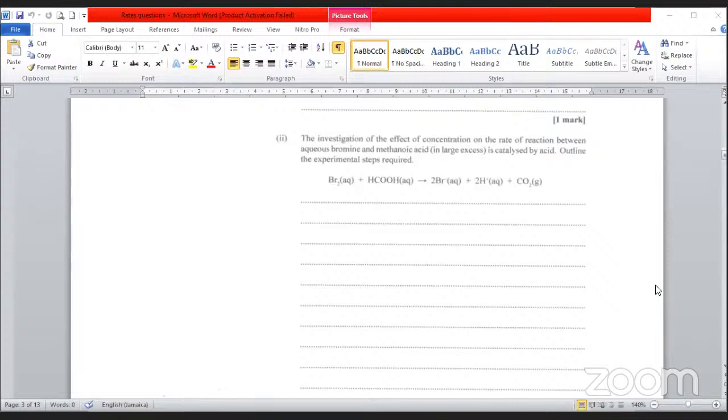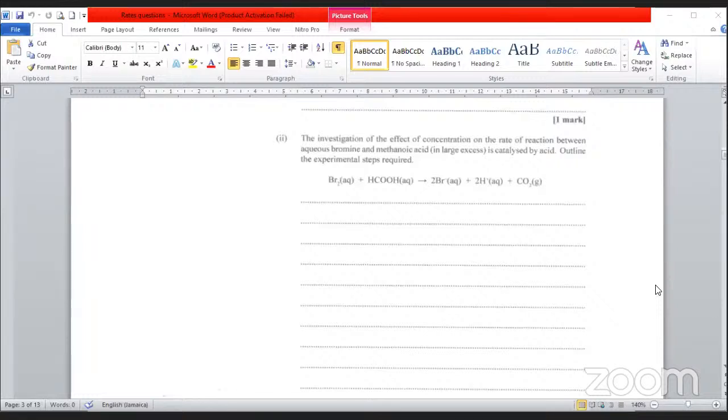So you would decide on the time intervals. A calibration curve of known bromine concentration against the colorimeter readings would be plotted and the bromine concentration deduced. The concentration of bromine is then plotted against time. The tangent is drawn to the curve at given times to obtain the reaction rate. The reaction rate is then plotted against the concentration of bromine.